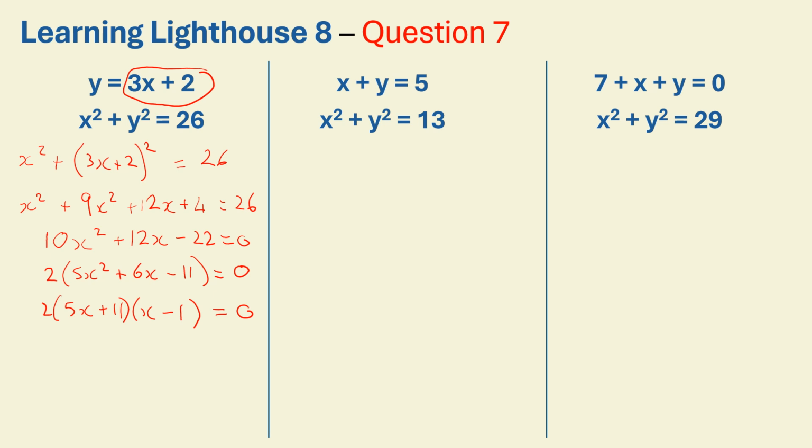So now my solutions are, well, to make the first bracket equal to 0, you'd have to let x equal negative 11 fifths. And for the second bracket to be 0, x would be 1. We then take this and substitute it back in at the top here to find out what y is worth. So we've got y equals negative 33 over 5, add 2, which is negative 23 over 5. It's a lot simpler with the other one. We substitute 1 in, you get y equals 5. So that's our first one done. Press pause, try the next one.